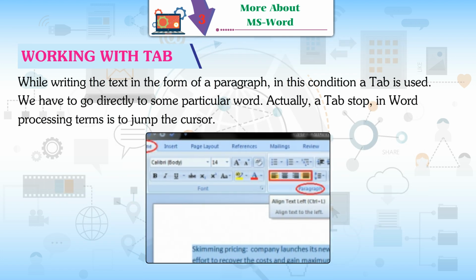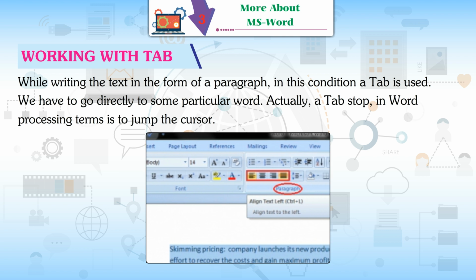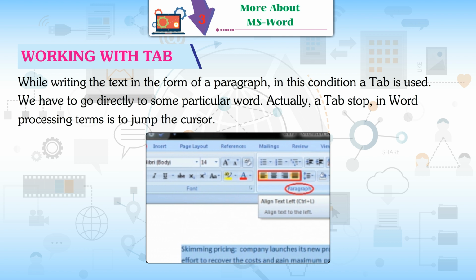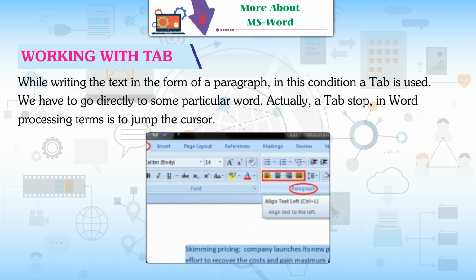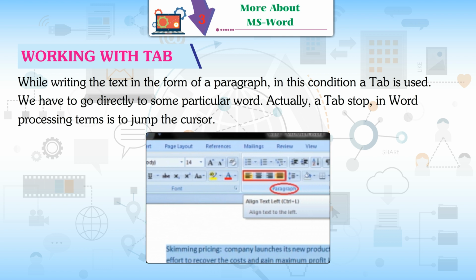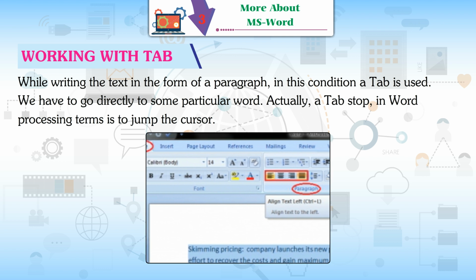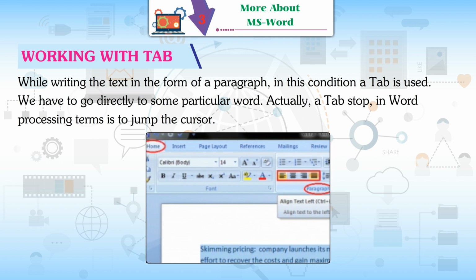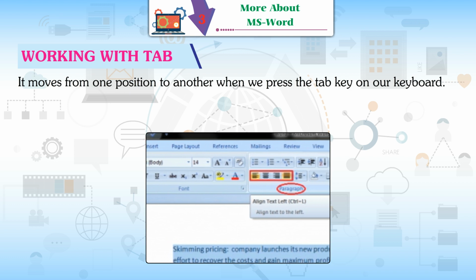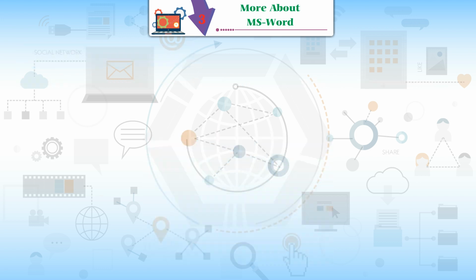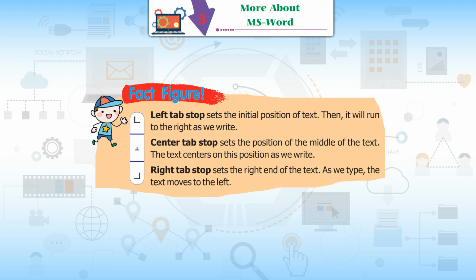Working with tabs. While writing text in the form of a paragraph, in this condition, a tab is used. We have to go directly to some particular word. Actually, a tab stop in word processing terms is to jump the cursor. It moves from one position to another when we press the Tab key on our keyboard. Fact figure: a left tab stop sets the initial position of text. Then it will run to the right as we write.